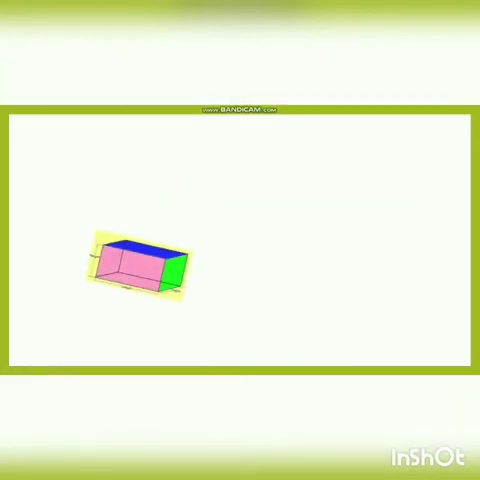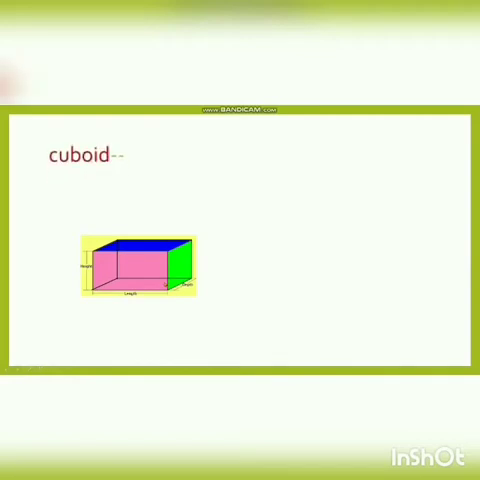Now see, the first three-dimensional figure, cuboid. You all know examples of cuboid shapes: fish tank, bricks, matchbox, etc. Cuboid has 6 surfaces. Each surface is a rectangle. From the 6 surfaces, 4 surfaces are lateral surfaces.